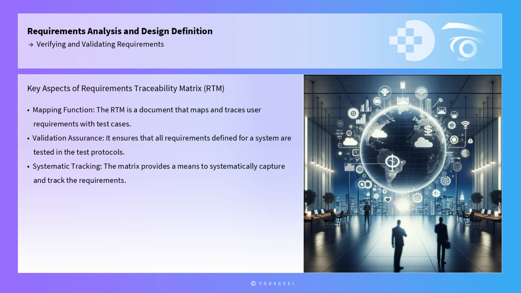A fundamental tool in the verification process is the Requirements Traceability Matrix. The RTM is a document that maps and traces user requirements with test cases. It ensures that all requirements defined for a system are tested in the test protocols. The matrix provides a means to systematically capture and track the requirements, ensuring that each one is addressed during the validation phase. For example, a business analyst working on a new software project can use an RTM to ensure that every functional requirement is linked to one or more test cases, thereby verifying that all aspects of the requirement will be tested.